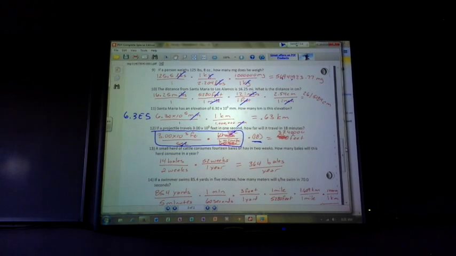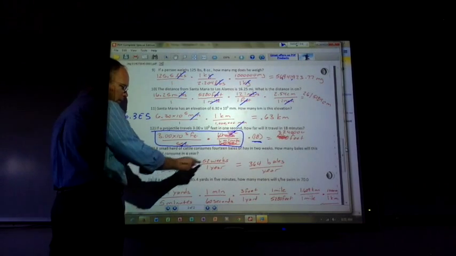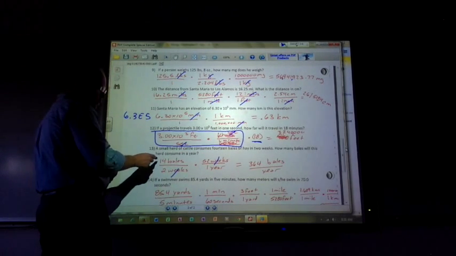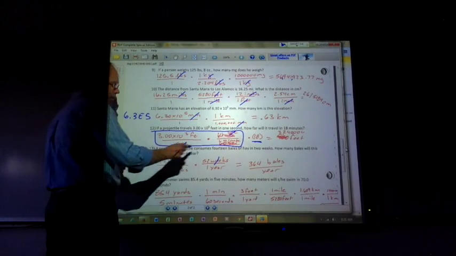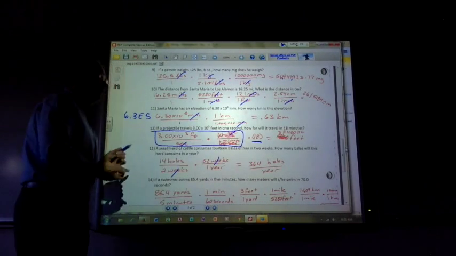And a small herd of cattle consumes 14 bales of hay in 2 weeks. How many bales will this consume in a year? So 14 bales per 2 weeks. There's 52 weeks in a year. Weeks now cancels with weeks. So you have 14 divided by 2, which is 7. 7 times 52 comes out to 364 bales per year.